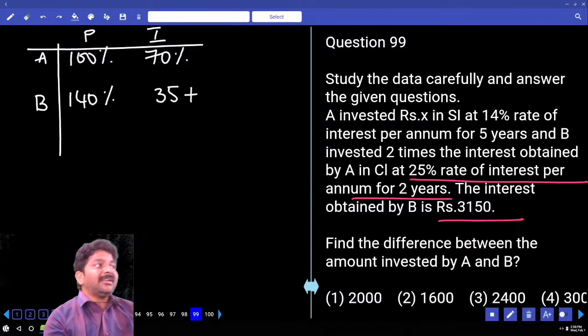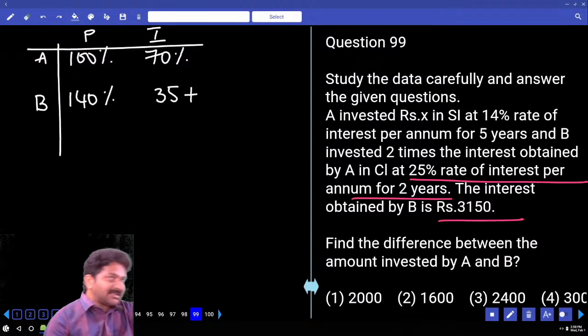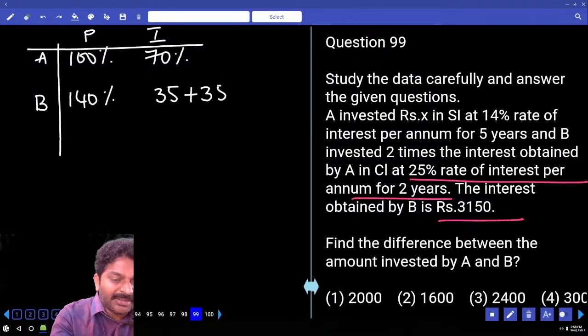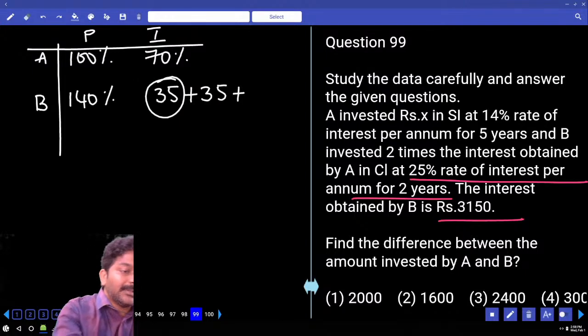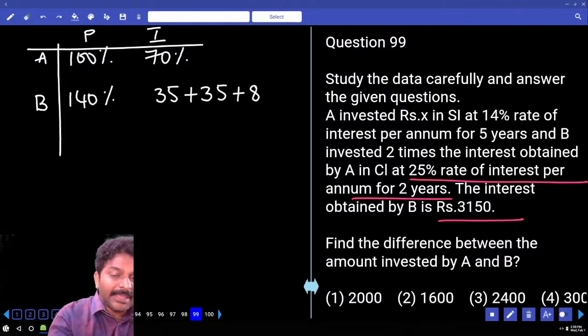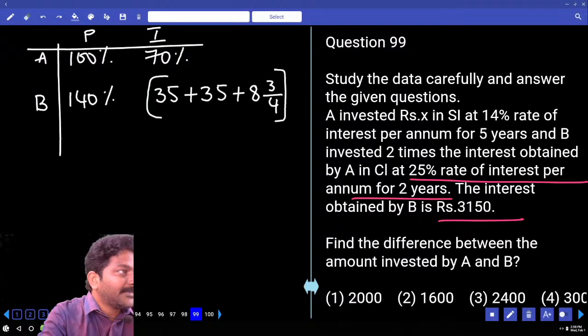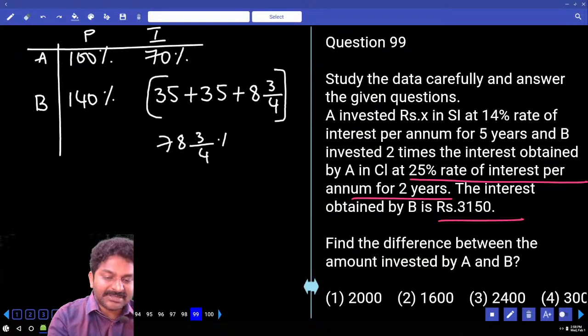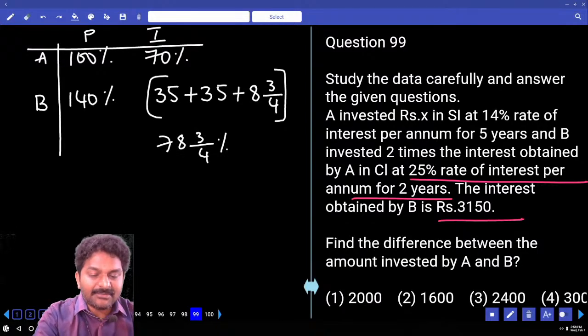Second year he will get 25% on both numbers, right? Principal and first year interest. Upon principal it is 35. On first year interest, 35 by 4. So 8, 3 by 4%. This is the interest received by B. How much is that? 78, 3 by 4%. 78, 3 by 4% is the interest received, which is equal to 3150.